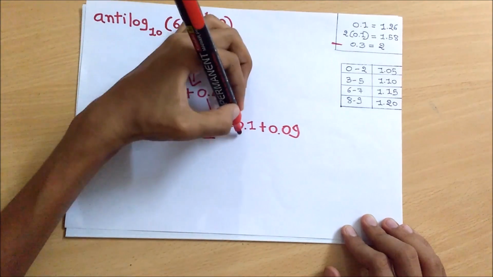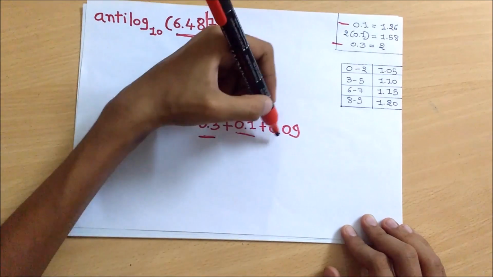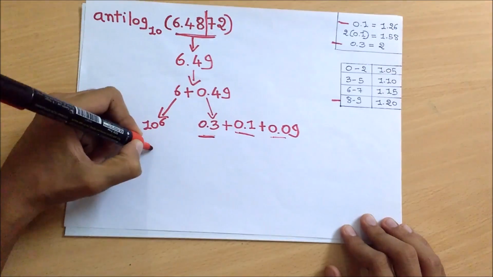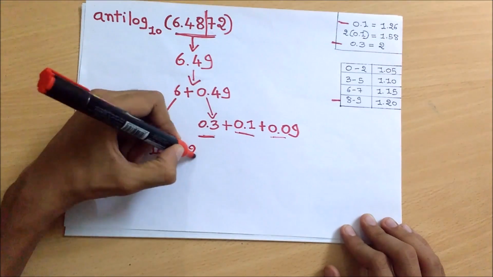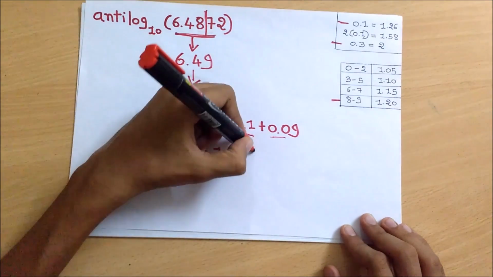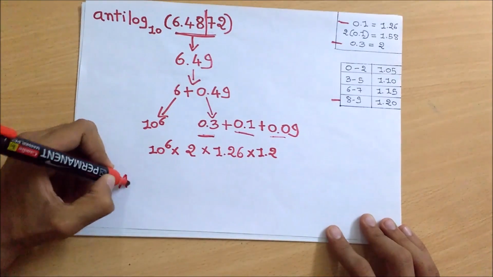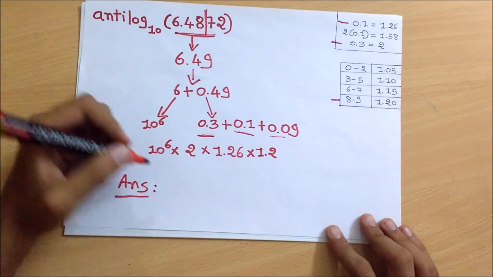Again, this trick will give you estimated answers with less than 4% error. The answer is 3.024 into 10 raised to 6.